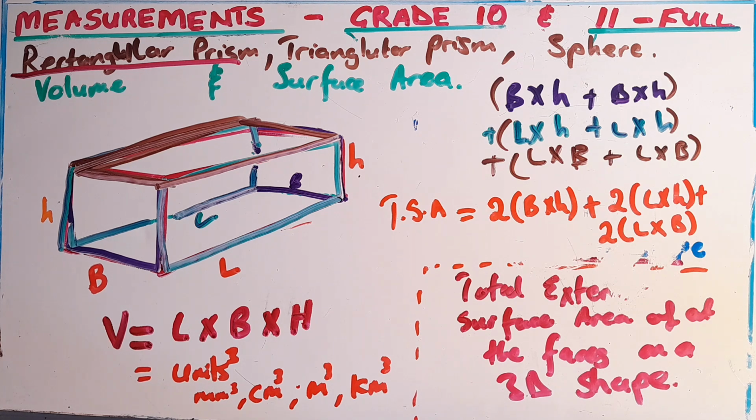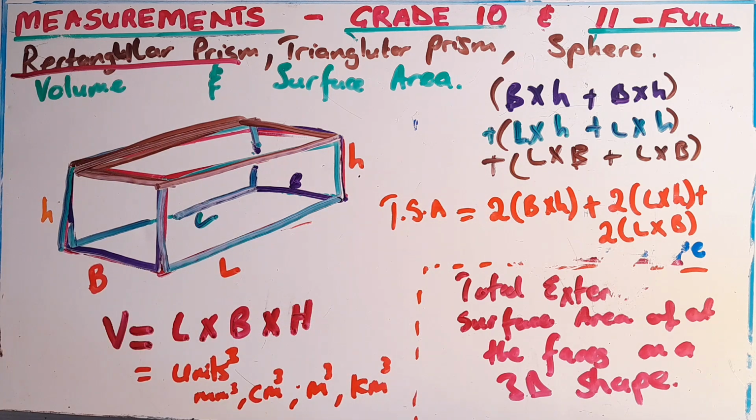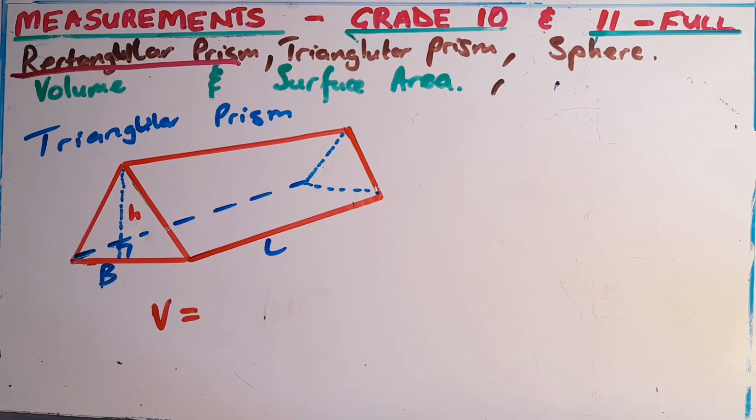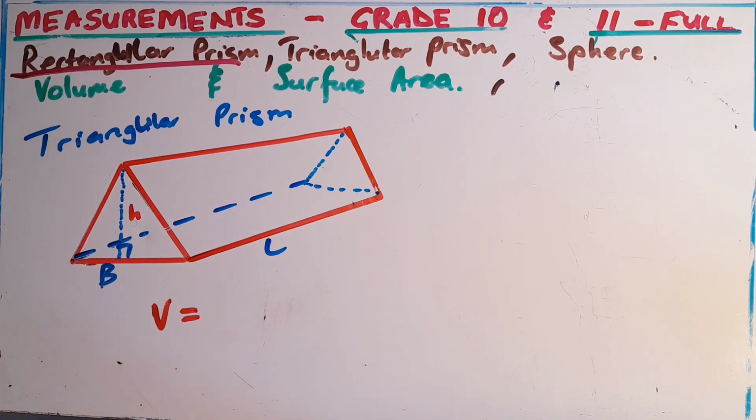So now you know how to calculate the volume and the total surface area of a rectangular prism. So now we can move to a triangular prism and a sphere. Moving on to the triangular prism. If you have a triangular prism, we take the triangle faces as the base.